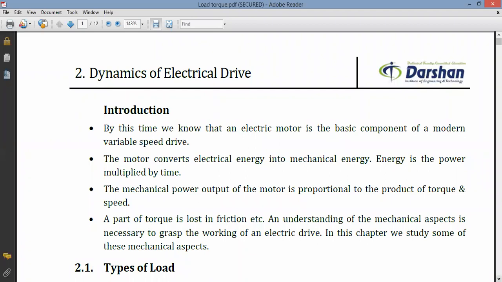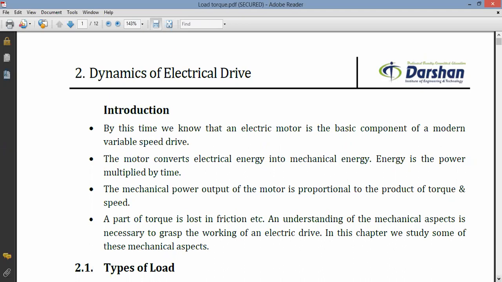The electrical motor, as we all know, is a machine that converts electrical energy into mechanical energy, and the mechanical power output of the motor is proportional to the product of torque and speed. So at the output of the motor we have mechanical energy, and this mechanical energy is proportional to the torque and the speed. Torque means turning effect, and speed is rotations per minute or rotations per second.